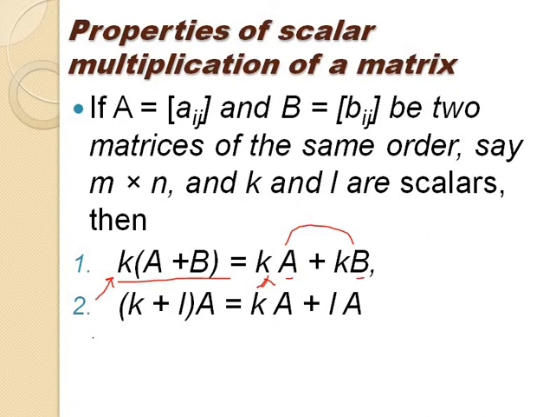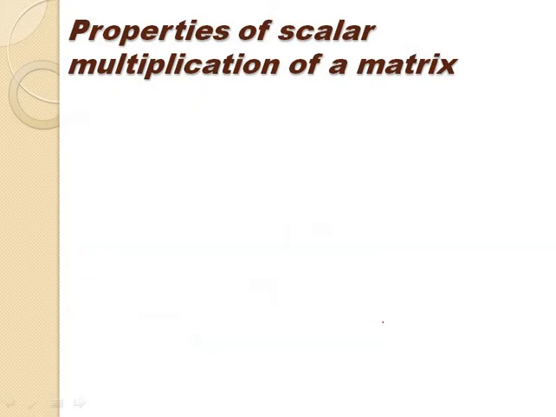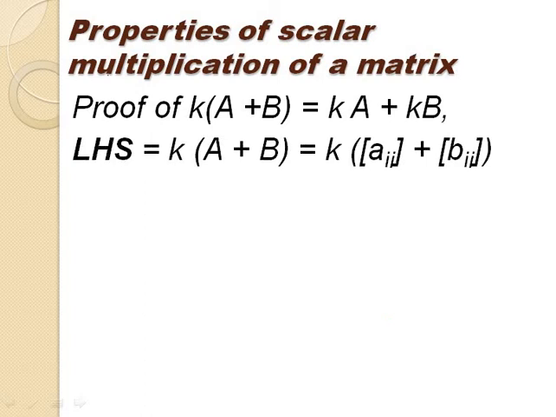Similarly, if two scalars are added and then multiplied by a matrix, the result is the same as when both scalars are separately multiplied by that matrix and then the results are added. Both results will be the same. Let us see how it is possible one by one. We are proving how these things happen. So on the left hand side we have got this one.